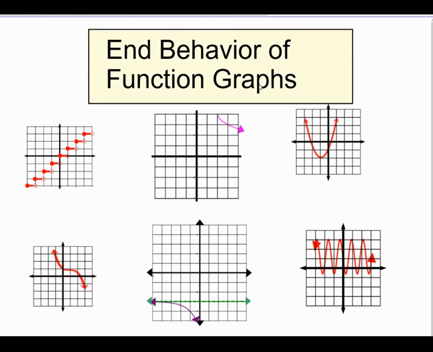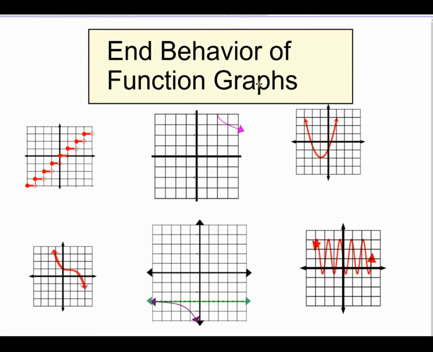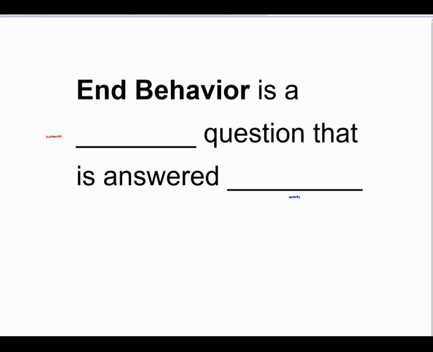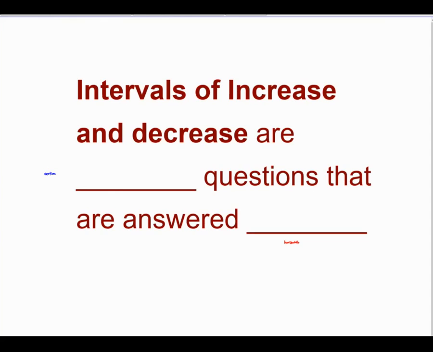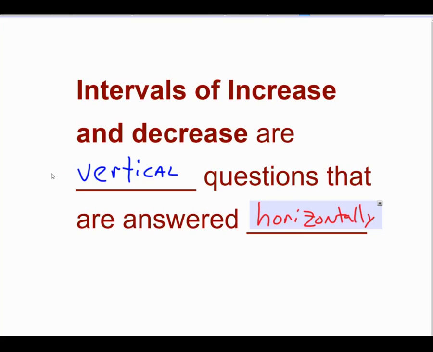Hey everyone, welcome back. We're talking about end behavior of function graphs. Man, do we like functions? End behavior is a horizontal question that is answered vertically. Don't get that confused with this other concept, which we're not studying today, intervals of increase and decrease. It is a vertical question answered horizontally. Again, let's do one thing at a time, but there is that other thing out there.